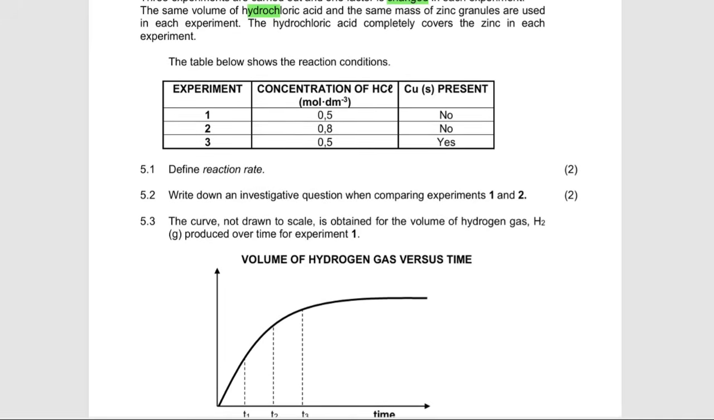Then let's look at the concentration there. So the concentration is the same, so it means here it has changed. Here copper, which is a solid, is present, no. Then here the other one is present, right?